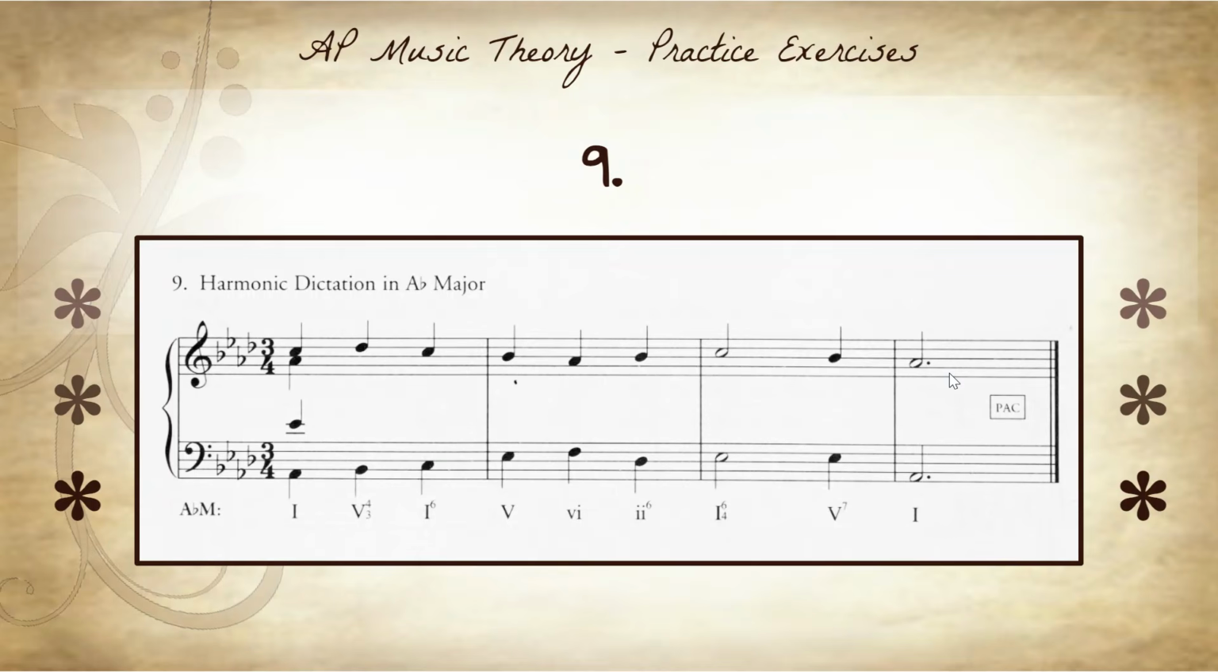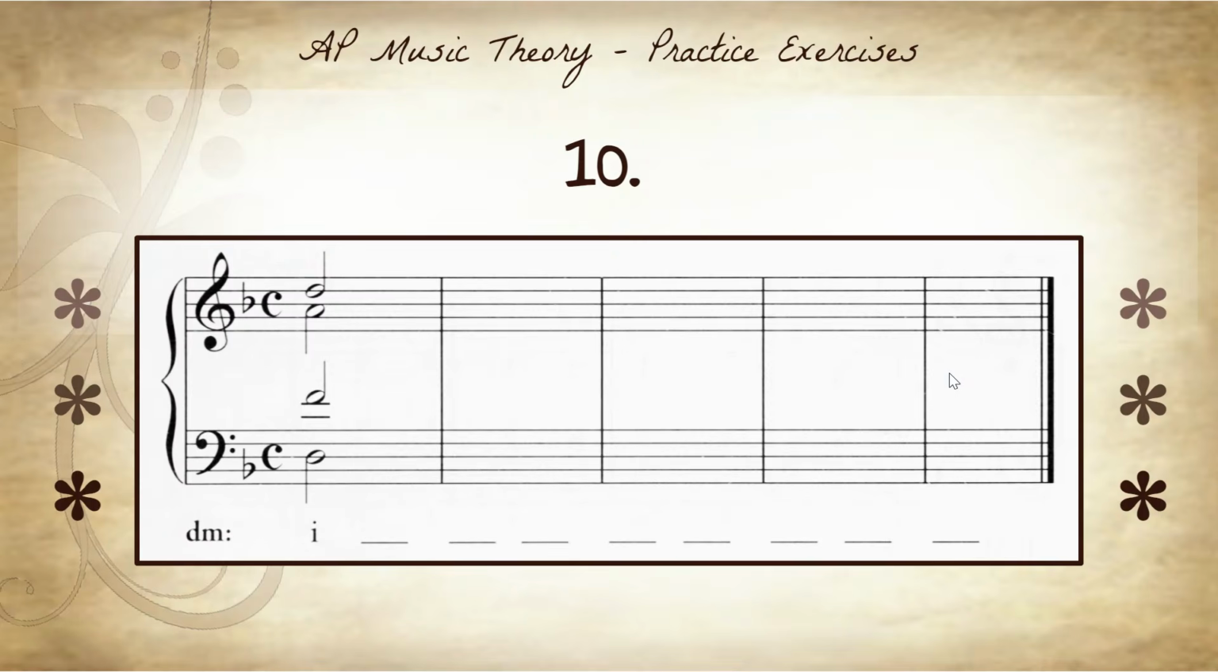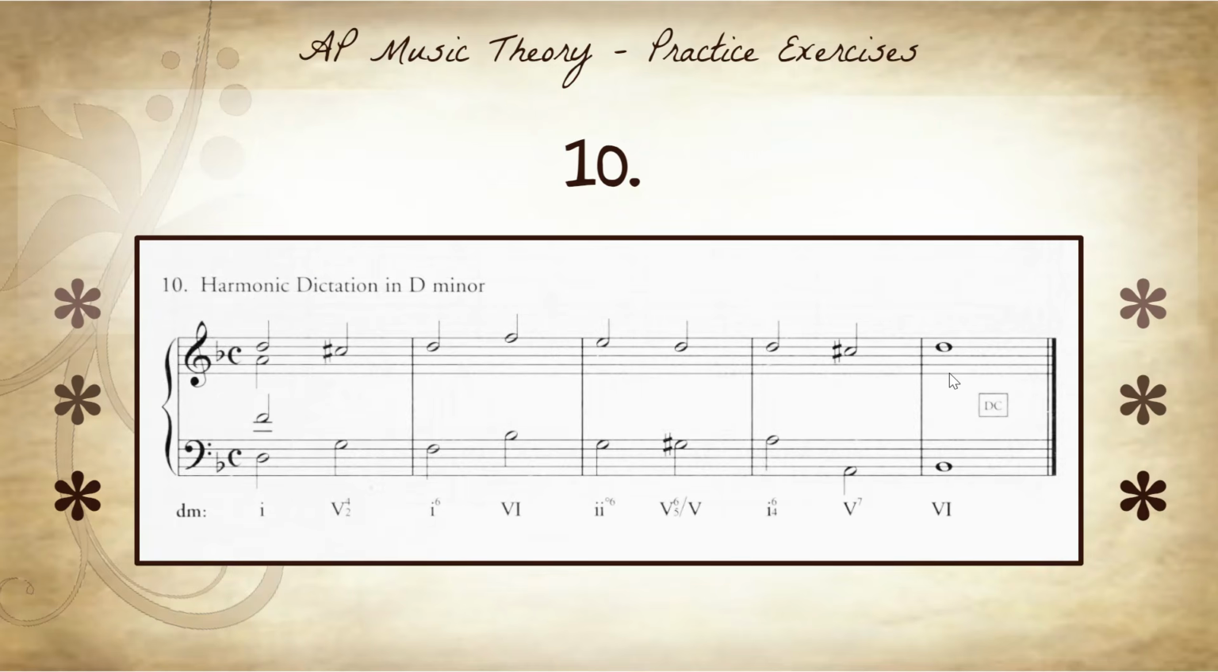Let's move on to question 10. Harmonic dictation in D minor. And here is the answer to harmonic dictation in D minor. We have a secondary dominant function chord, and we also have a deceptive cadence at the end. This exercise requires the use of 3 accidentals, all in the outside voices and all leading tones.